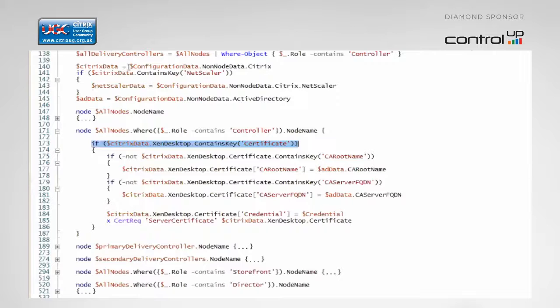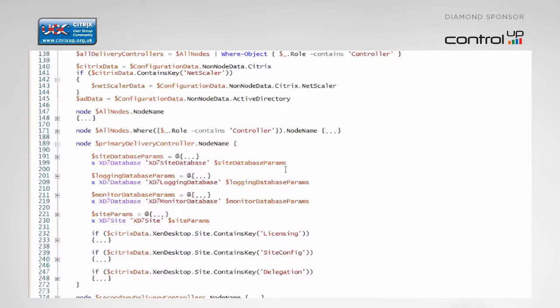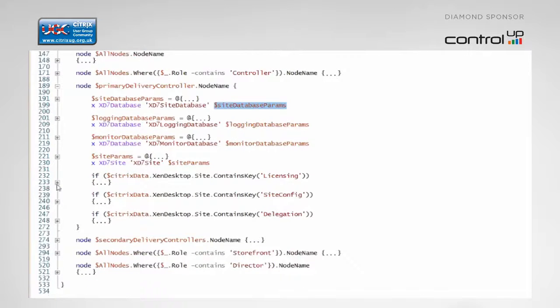So we can automate the certificate request and installation of certificates for delivery controllers and for StoreFronts as well. We generate a certificate request, but only if that's in our configuration. And then for the primary delivery controller, I'm going to create the site database, logging database, and monitor database. I'm then going to create my site. Notice that we are basically just splatting things that are coming out of my configuration data file. So we're then going to create a site.